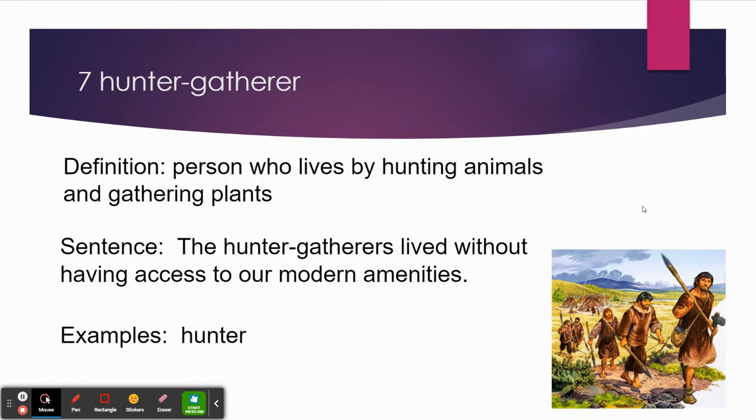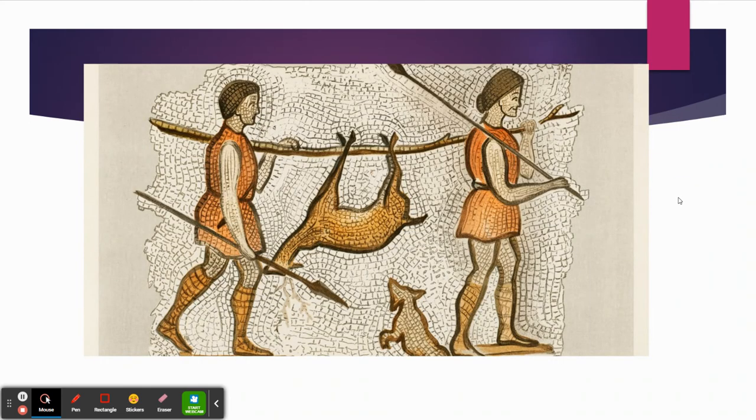Seventh word, hunter-gatherer. Definition, person who lives by hunting animals and gathering plants. The sentence I chose, the hunter-gatherers lived without having access to our modern amenities. Example, hunter. So you'll see in this picture, it looks like a group of men going out with their sharpened spears looking for food to hunt and kill for their village. Here you can see two hunters bringing back what they have killed. It looks to be a deer, a buck, and they have their spears in hand.